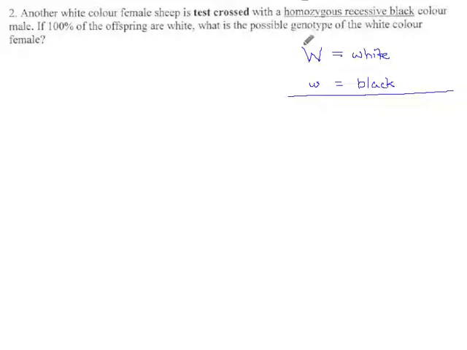The three possible genotypes that an organism could have with two W's are: you could be homozygous white, big W, big W; you could be big W, little w, which is heterozygous, we call it, but still white because of the white dominance. Or if you're little w, little w, then you are a sheep with black wool. So keep these distinct in your head.